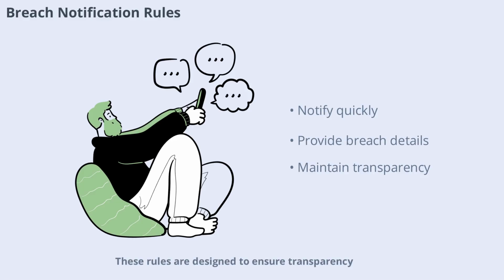These rules are designed to ensure transparency and help people take steps to protect themselves. Notification requirements vary by regulation, but they typically include details about the breach, what information was compromised, and what actions are being taken. Prompt notification can help minimize the impact of a breach and maintain trust.